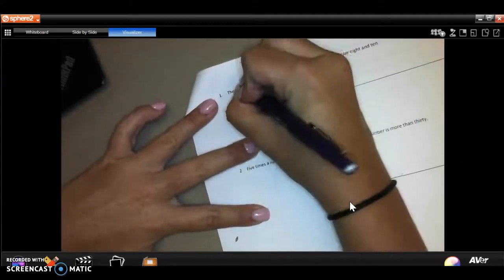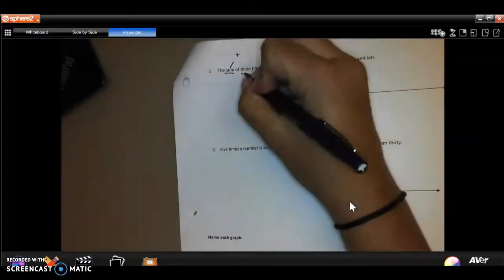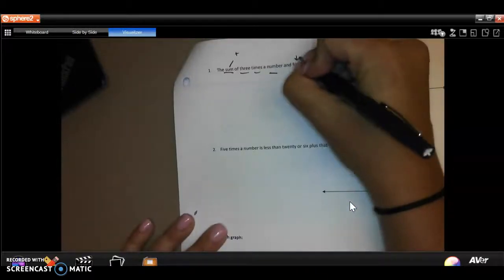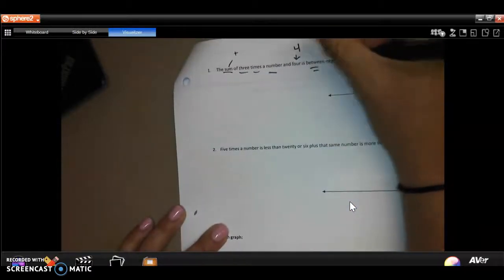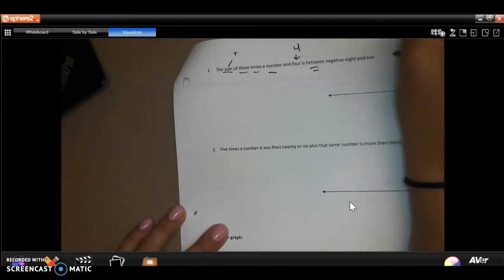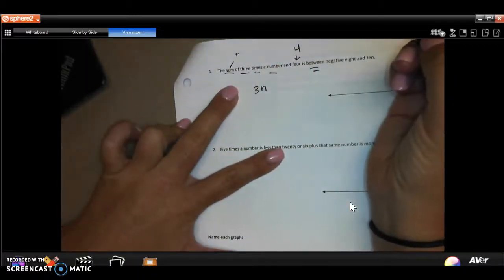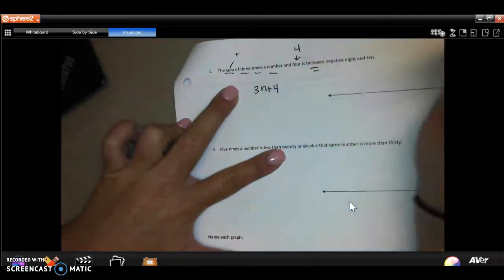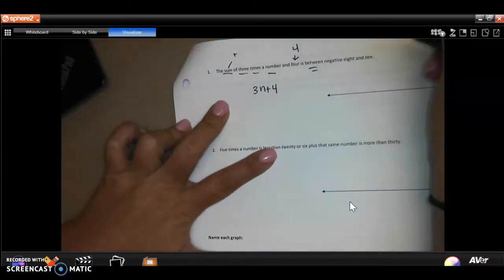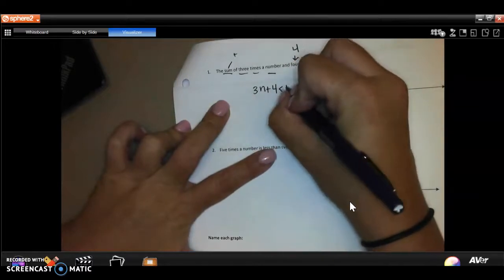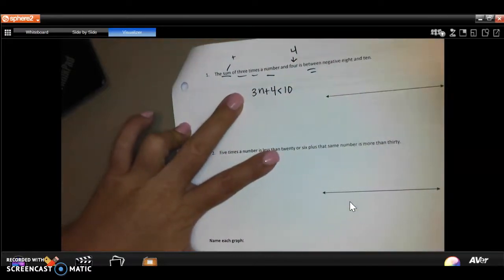All right, next page. This page says the sum, which is an addition problem, an answer to an addition problem, of 3 times a number and 4 is between negative 8 and 10. Okay, so let's figure this out. They're saying 3 times a number. All right, the sum of 3 times a number plus 4 is between negative 8 and 10. Which means it has to be less than 10. And what did we learn about the other day with between?